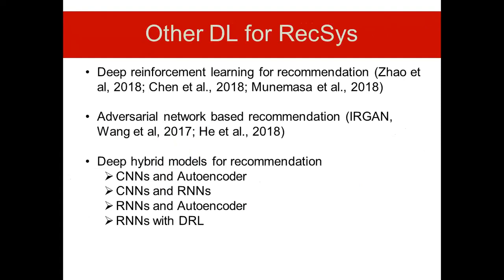There is also some other deep learning work for recommenders. For example, recently people applied deep reinforcement learning for recommendations. Also adversarial networks, like GANs, for recommendations. Or they build hybrid models, like CNN combined with autoencoder, CNN combined with RNN, RNN combined with autoencoder, RNN combined with deep reinforcement learning. So you can take arbitrary combinations of the techniques I talked about before, and you can have a new architecture.